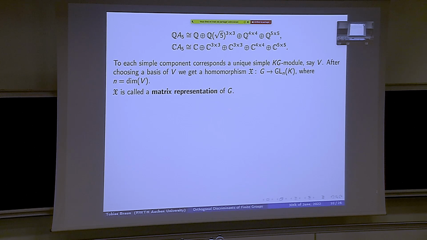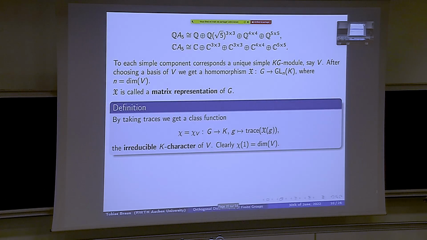So what you can then do is call this module, let's say, V, and if you choose a basis, then you get a matrix representation, just as before. And now we want to consider the traces of these matrices, and this is then called a character. Or you can just call it an irreducible character because it comes from a simple module. And as I said, the definition of a character goes as follows. It's just a class function from the group G into K, and you just take the traces of the matrices in the image.